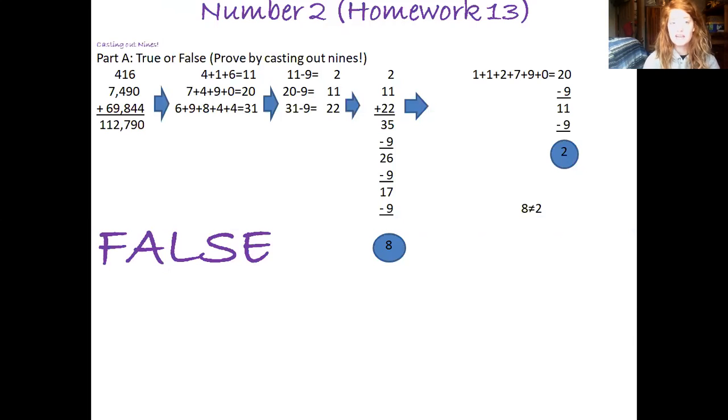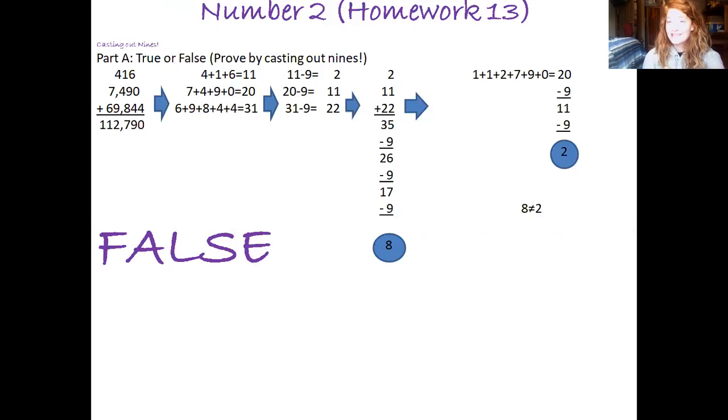So 416 plus 7,490 plus 69,844 is equal to 112,790. Through basic calculation, we already know that is not correct, so we're going to do the casting out nines method to prove this. You add the digits of the integers, as I'm doing right here. The arrow will point you in the way we need to go. 4 plus 1 plus 6 equals 11. 7 plus 4 plus 9 equals 20. 6 plus 9 plus 8 plus 4 plus 4 equals 31.